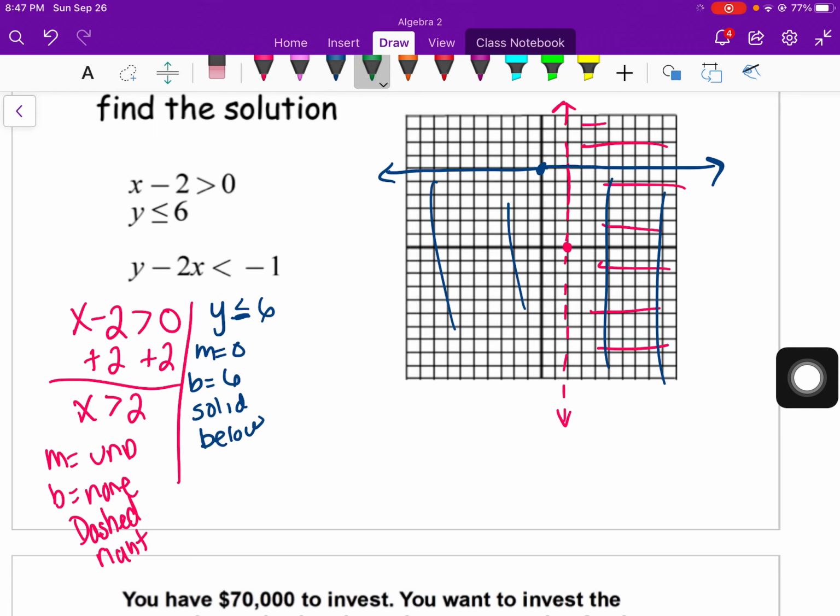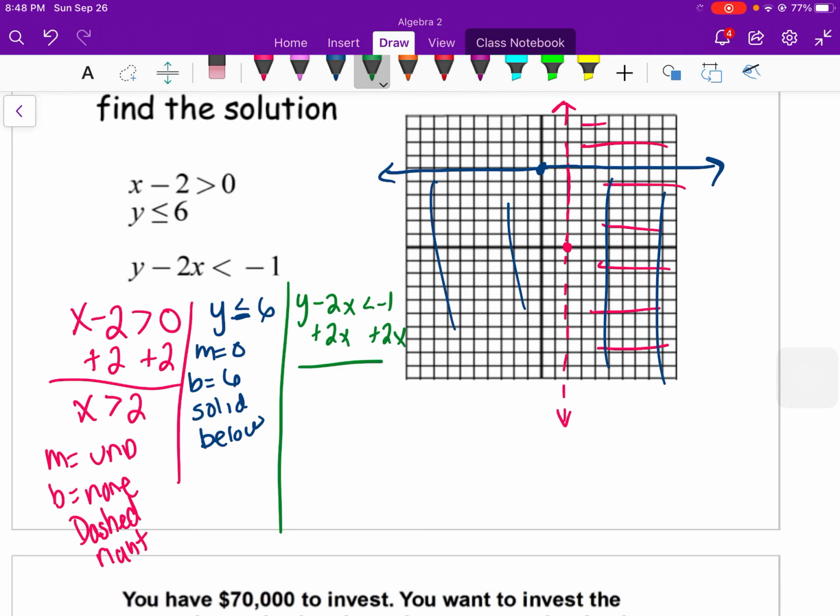Our next line will decide where we end up shading. So we got y minus 2x less than negative 1. So I do need to move the 2x over to the other side. So add it. Y is less than, it'd be a positive 2x minus 1.